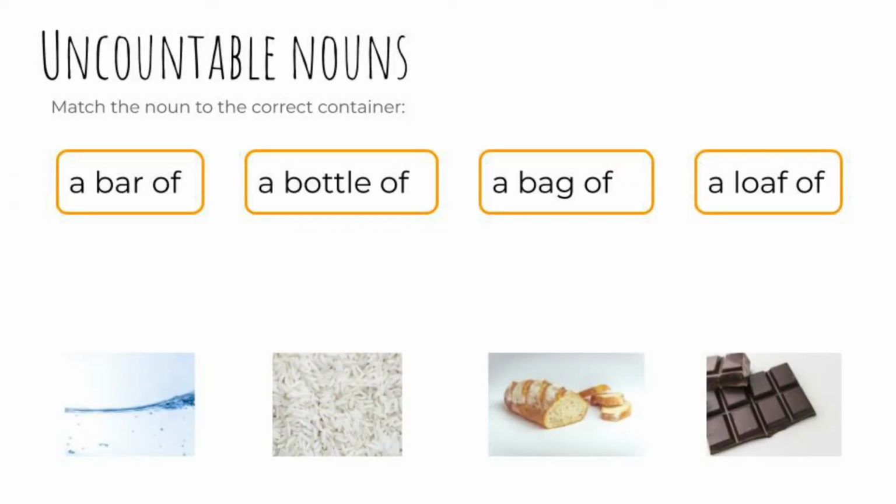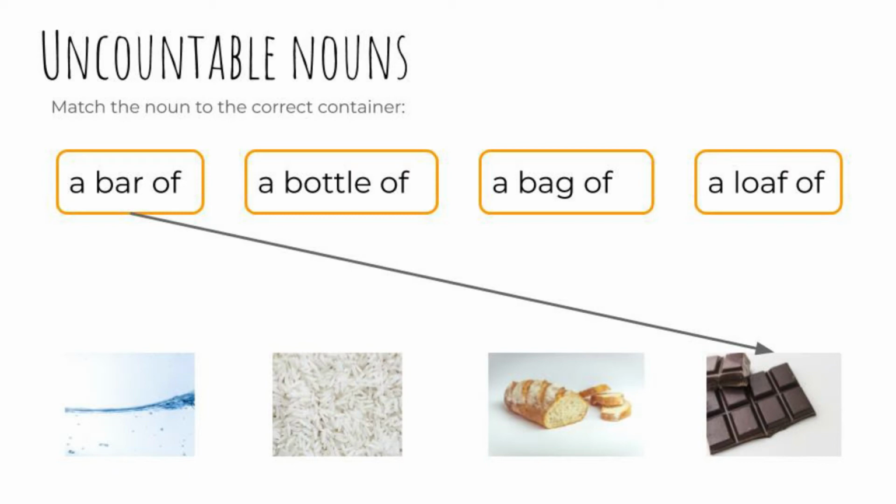Good. Now, match the noun to the correct container. This is the only way we can count them, if we put them in something else. Are you ready? Okay. A bar of chocolate. Chocolate is uncountable, but we can count bars of chocolate.